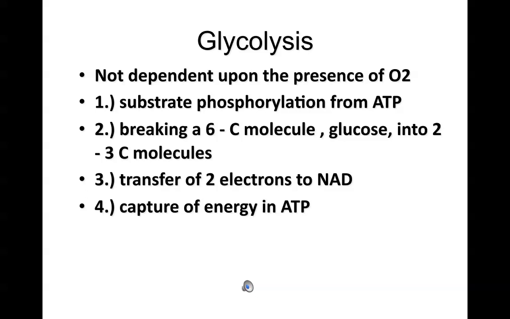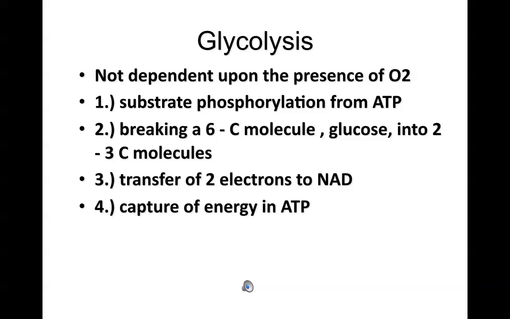For glycolysis, we need to understand that this is not an oxygen-dependent process. Glycolysis can occur in an oxygen-free environment, and we're going to find substrate phosphorylation will occur, and we'll explain that in more detail as we go through the key points or the highlights of glycolysis. We're going to take a 6-carbon molecule in the form of glucose and break it down into 2 3-carbon molecules. In other words, we're going to take that 6-carbon molecule and cut it in half.